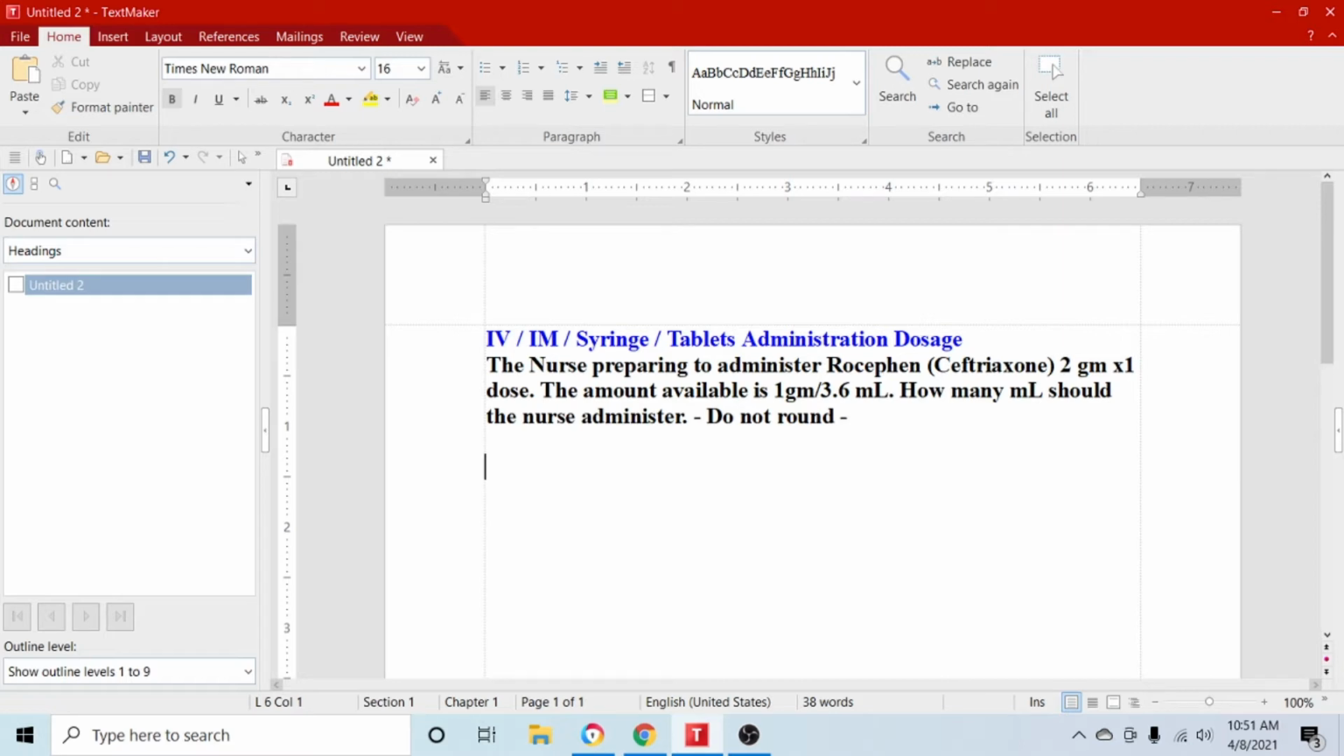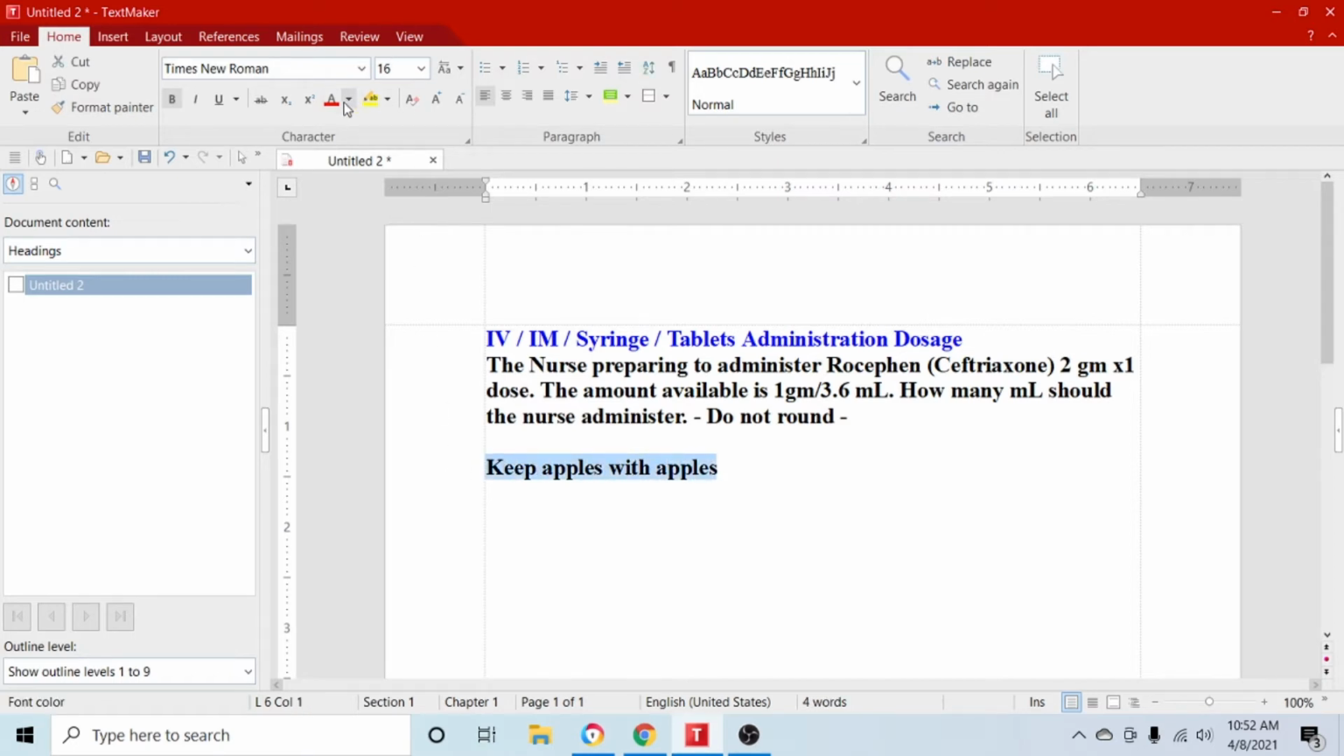The nurse is preparing to administer Rocephin 2 grams times 1 dose. The amount available is 1 gram to 3.6 milliliters. How many milliliters should the nurse administer? Do not round. Okay. Keep apples with apples.